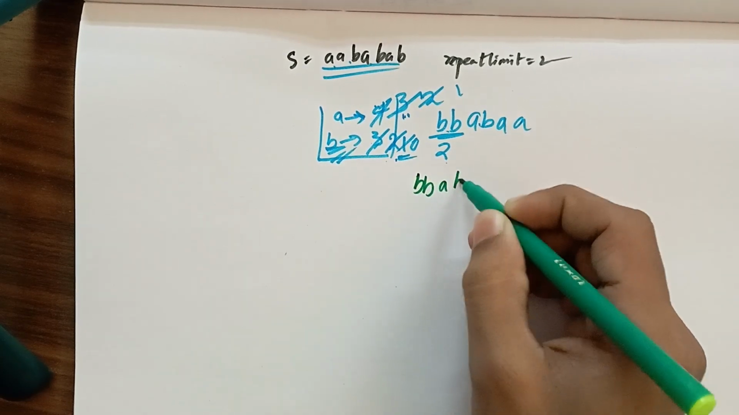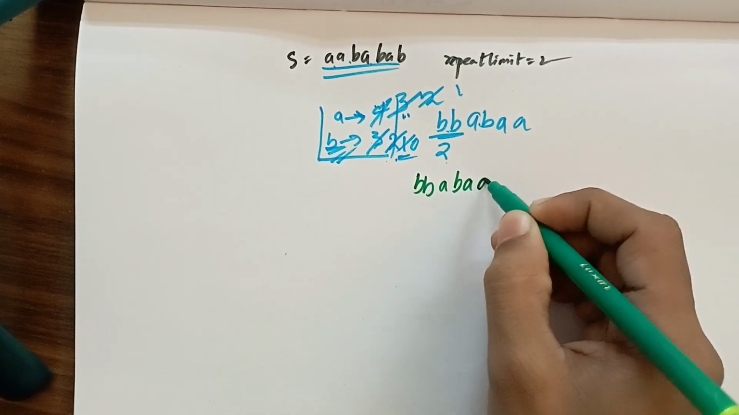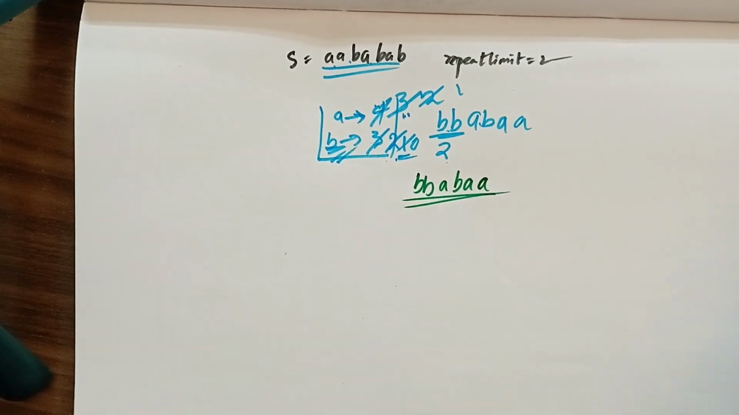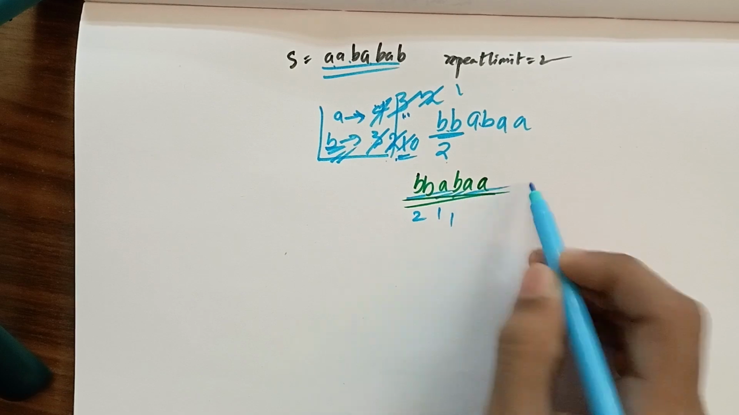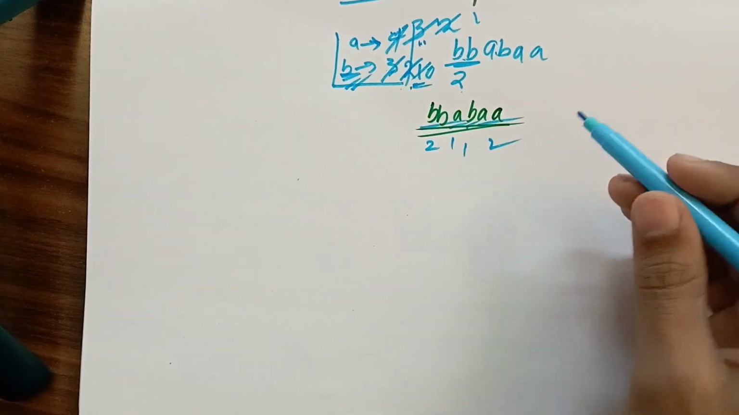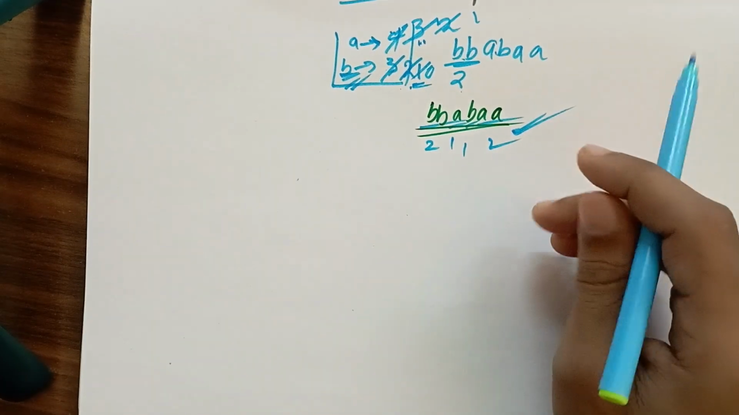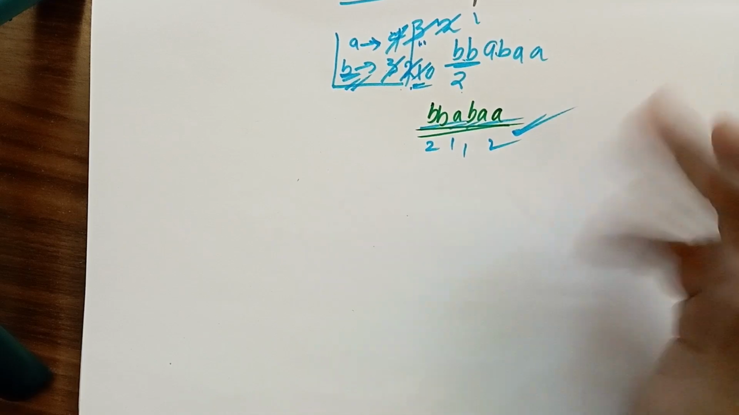So we will be constructing the returning string bbabaa. So here we are having the limit of 2, here we are having limit of 1, 1 and then 2. So this is the correct repeat limited string.